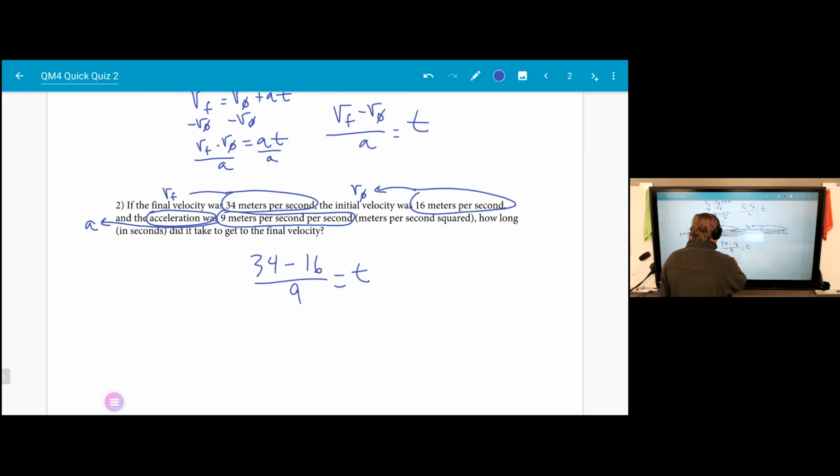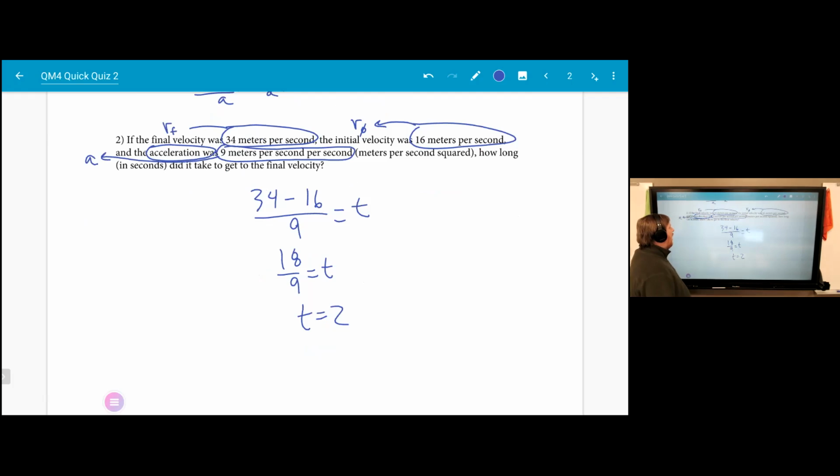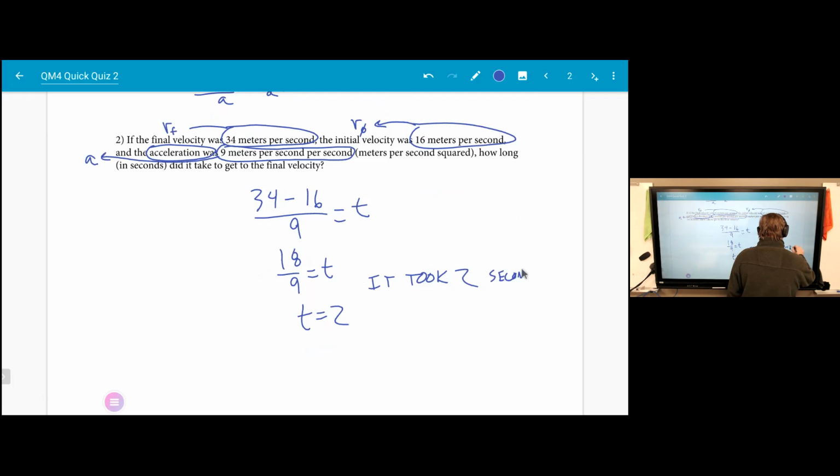34 minus 16, as far as I know, is 18. And 18 divided by 9 is 2. My t is 2. How long did it take to get to the final velocity? It took 2 what? 2 seconds to get to the final velocity.